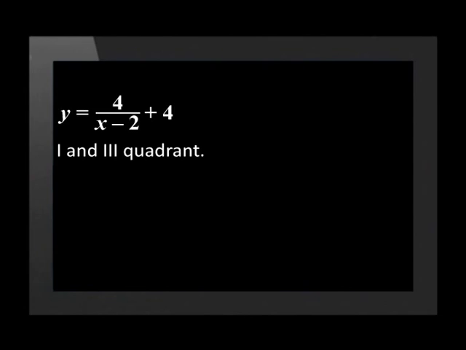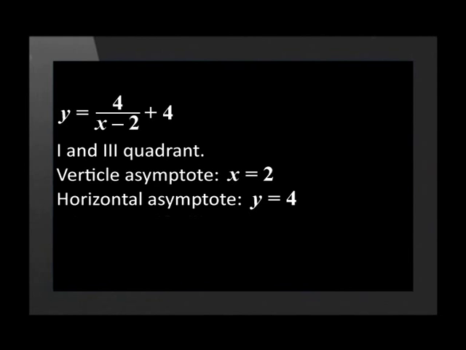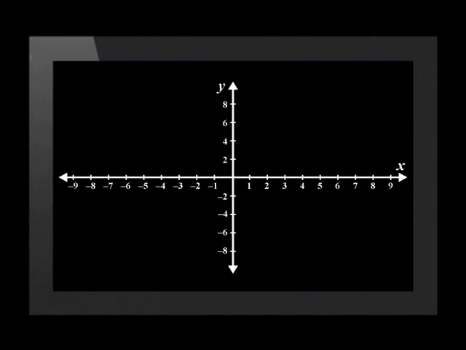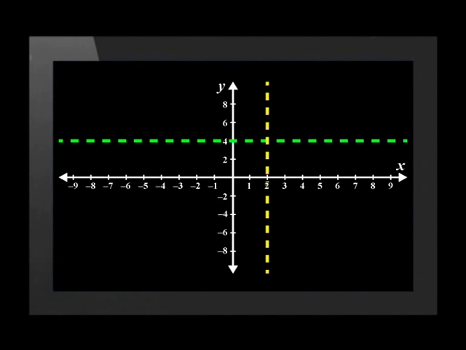The graph falls in the first and third quadrant. The vertical asymptote is x is equal to 2. The horizontal asymptote is y is equal to 4. The intercepts are 1, 0 and 0, 2. We draw the asymptotes at x is equal to 2 and y is equal to 4.